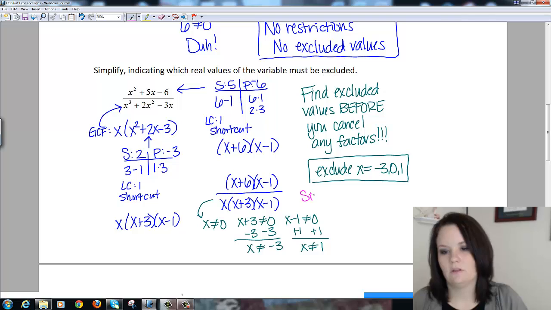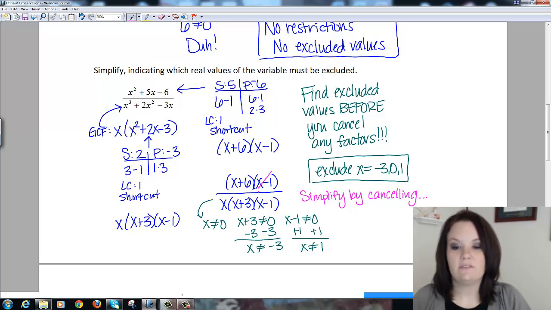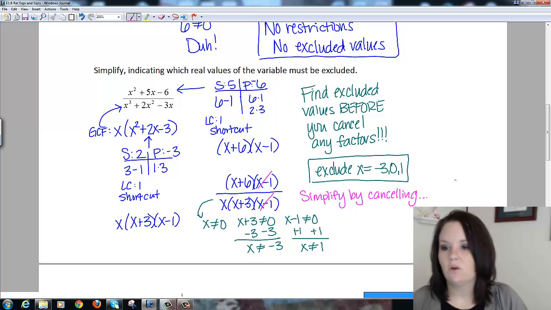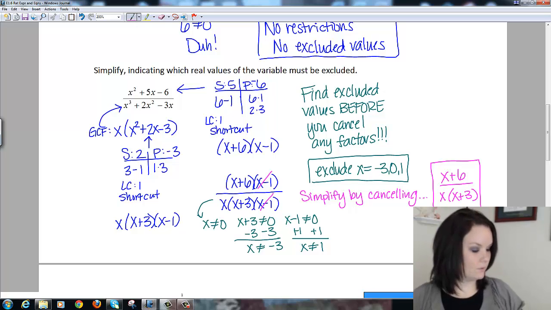Okay, simplify by canceling. Okay, so notice I have an x minus 1 on top and bottom, which leaves me with x plus 6 on top and x times x plus 3 on bottom. And I can just leave it like that. Okay, let's look at another one.